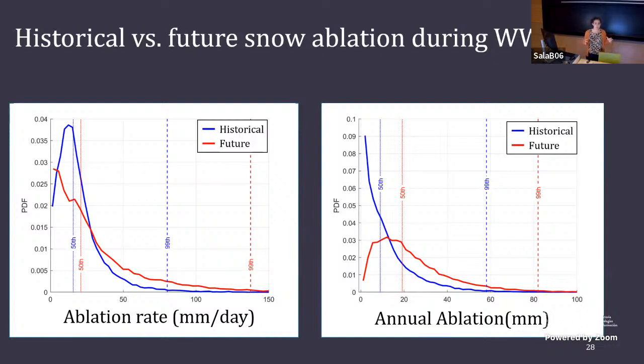So here I'm showing the same colors: the historical simulation in blue and the future simulation in red. In both cases, in the future, the rate is increasing, and the annual ablation is increasing as well. Ablation rate increases around 33%, and the total ablation is higher, around 41%.